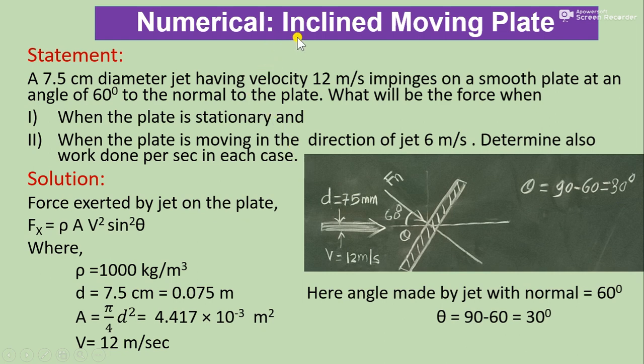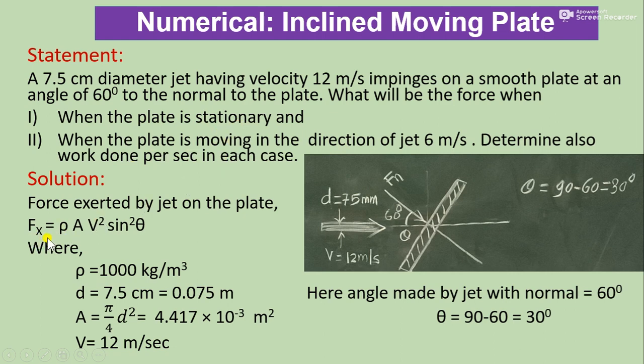Let us study one numerical on inclined moving plate. Here in the numerical we are given a jet of 75 mm diameter, that is 7.5 centimeter, striking the plate at 12 meter per second. Plate velocity is 6 meter per second, and the angle between jet and normal is given as 60 degree. We are asked to calculate force and work done per second when the plate is stationary and when the plate is moving.